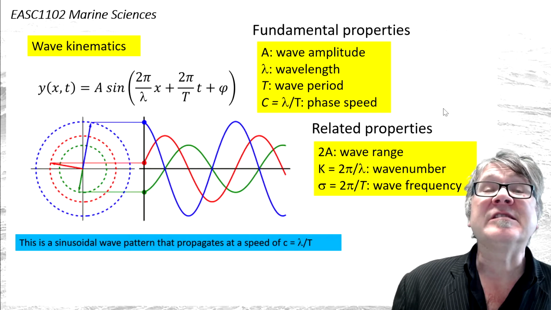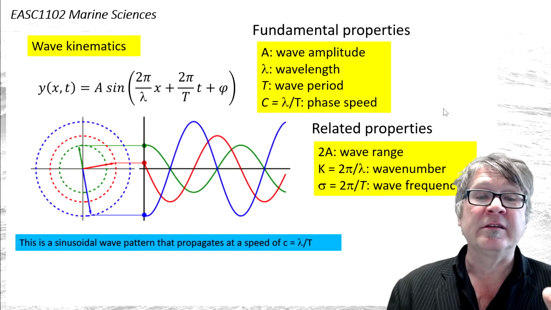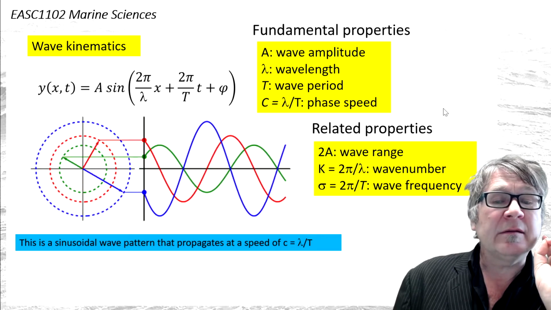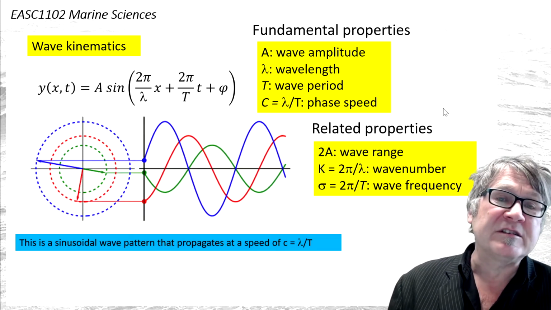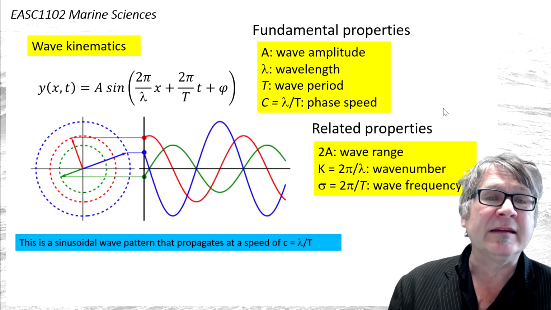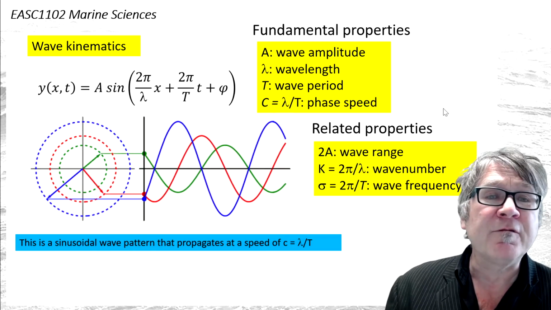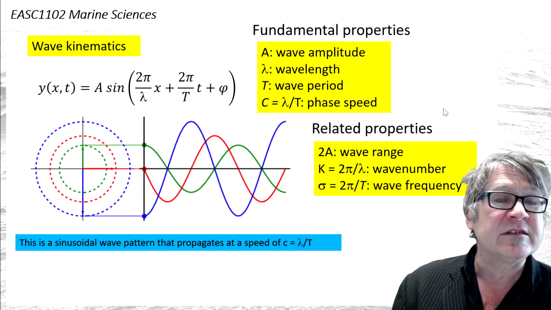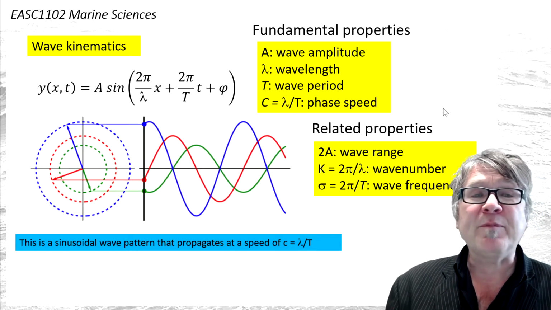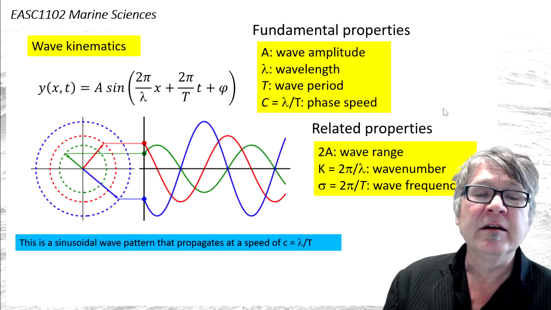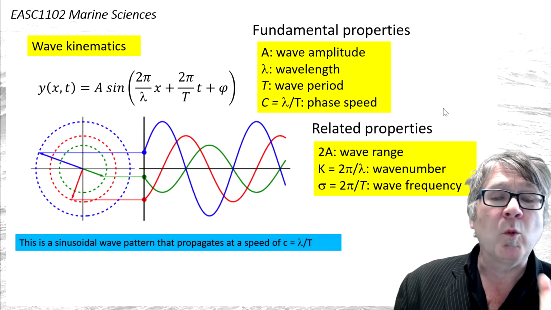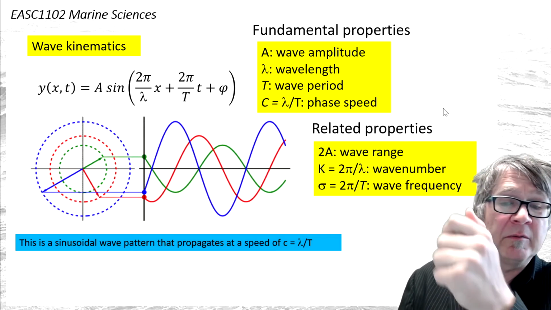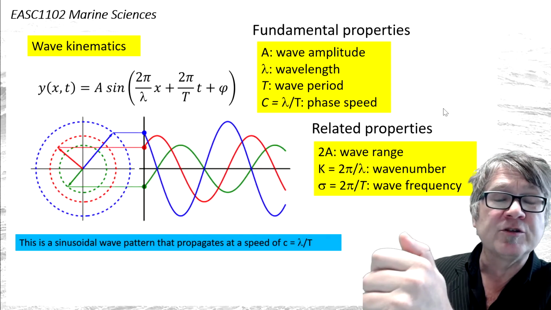The second property is the wavelength, with this symbol lambda. The wavelength just measures the distance between neighboring wave crests. You take a photo of the wave and you measure the distance in meters. The wave period is the time it takes between one wave crest and the next wave crest. So you measure it with a stopwatch.